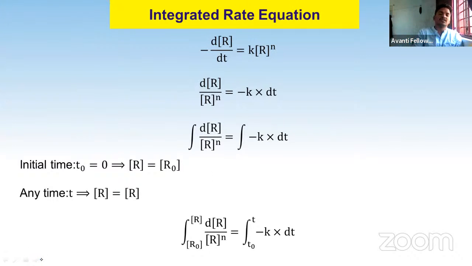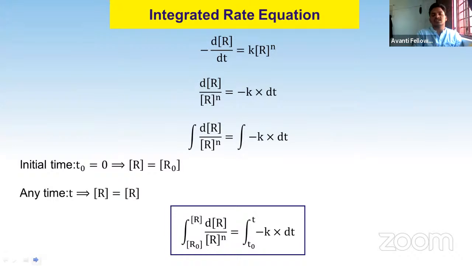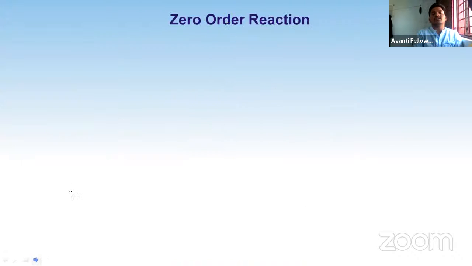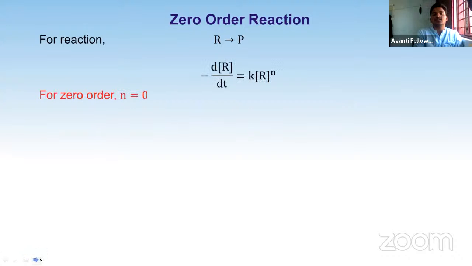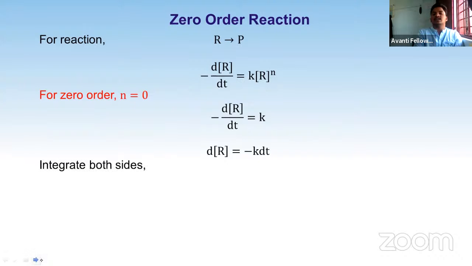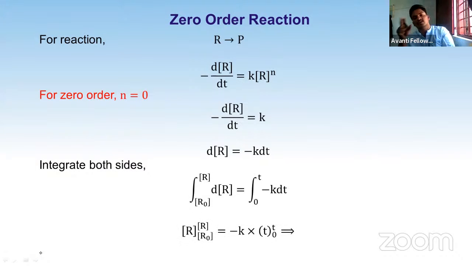कुछ भी नहीं है, आपको बस यहाँ पे ऐसा करना है. So just keep the intervals, and then for the zero order reaction, आप सभी को पता है zero order reaction, from this equation keep n is equal to 0. ठीक है, तब क्या हो जाएगा? minus dr by dt is equal to k, then dr is equal to minus k dt, integral of r naught to r, dr is equal to integral of 0 to t minus k dt. It will become r naught to r minus k dt.